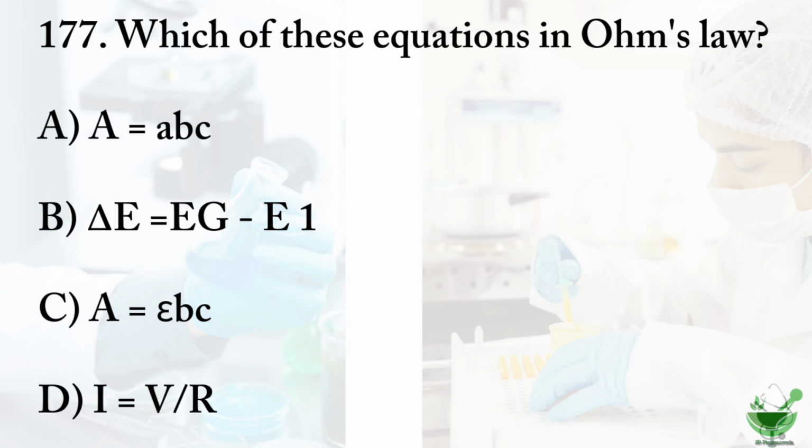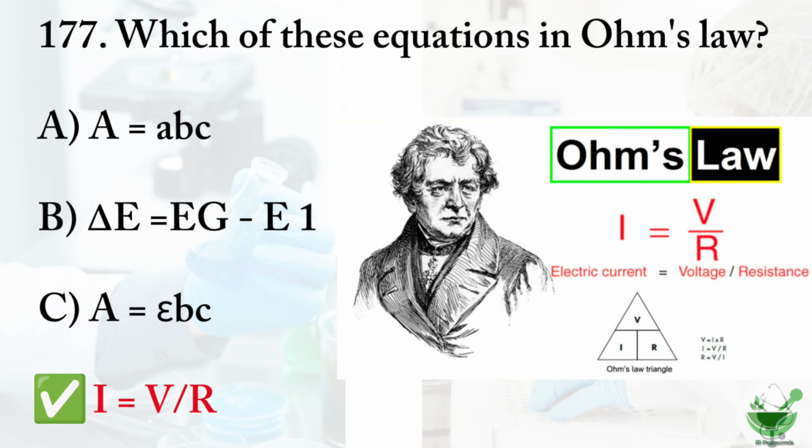Next question. Which of these equations is Ohm's law? Option A, A equal to ABC. Option B, delta E equal to EG minus E1. Then option C, A equal to epsilon BC and D, I equal to V by R. The correct option is I equal to V by R, which is the equation for Ohm's law.